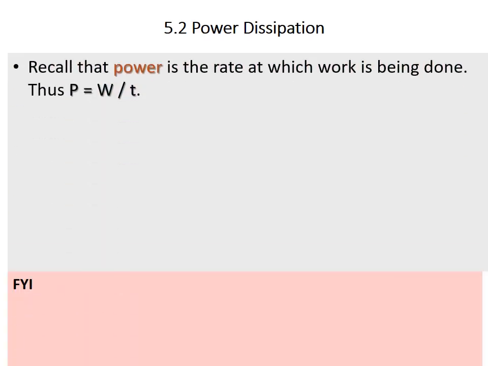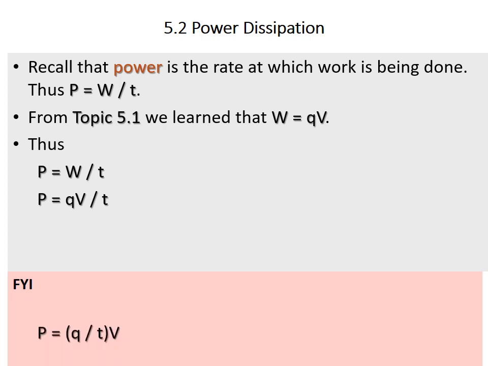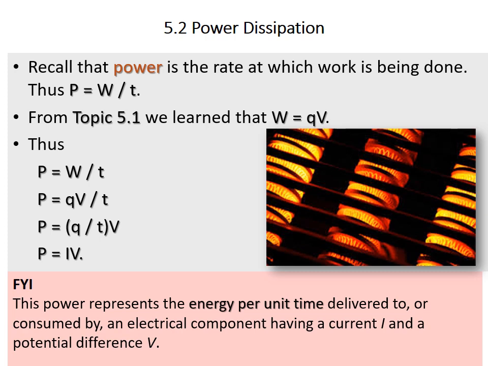Okay, remember that power is the rate at which work is being done. Power equals energy over time or work over time. And we learned from topic 5.1 that work is equal to charge times the voltage. Thus, power equals work over time, or power equals QV over t. Factor that out. Q over t, that's current, so P equals IV, power equals current times voltage. This power represents the energy per time delivered to or consumed by an electrical component having a current I and a potential difference V.